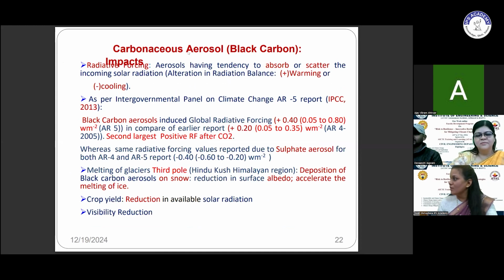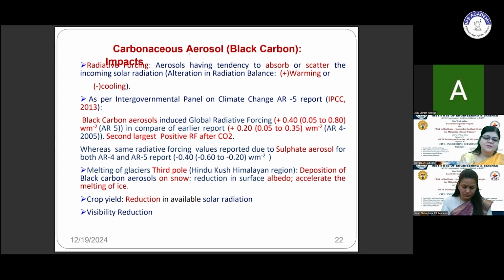Okay, the convergence of aerosols. The aerosols having the tendency to absorb, it is already covered. As per the Intergovernmental Panel on Climate Change AR5 report and the next report AR6, the black carbon aerosols induced global radiative forcing is 0.40 watt per meter square. 0.40 watt per meter square is the radiative forcing, or the warming potential of black carbon aerosols, and it is the second largest positive radiative forcing after CO2. CO2 in terms of concentration is very high, but black carbon aerosols are also the second largest positive radiative forcing after CO2.